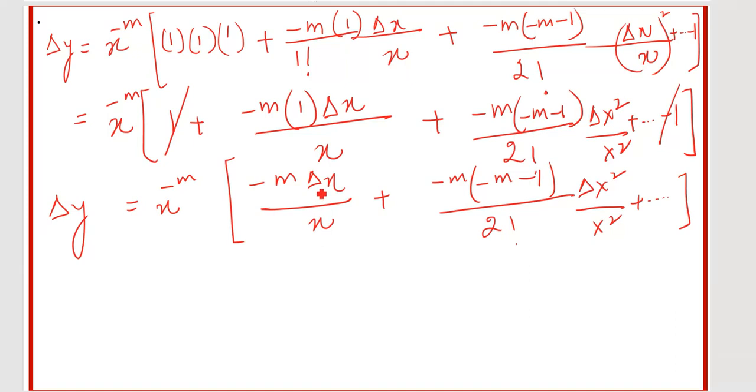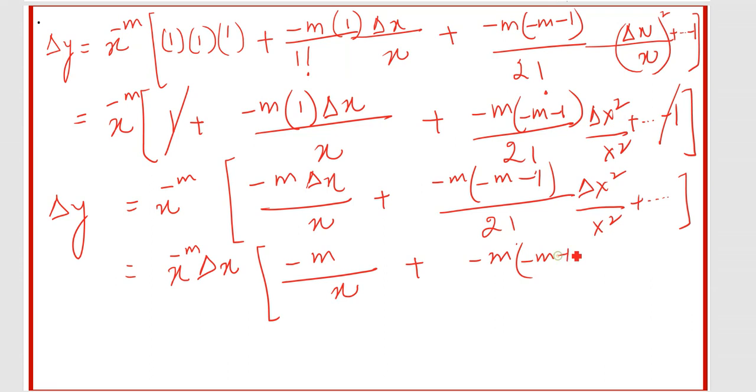So see here, here is delta x, here is delta x. If we take delta x as common, so minus m delta x, here we have only minus m over x left. Here we have minus m minus 1 divided by 2 factorial. 1 delta x we have taken as a common, so only delta x is remaining here, divided by x square and so on, right? Okay, now what is the third step?